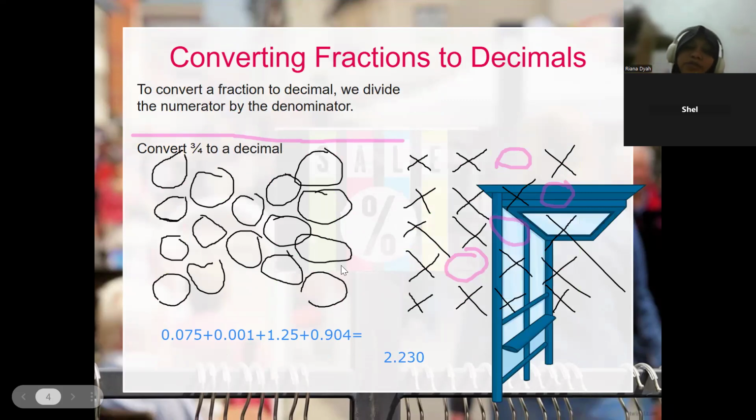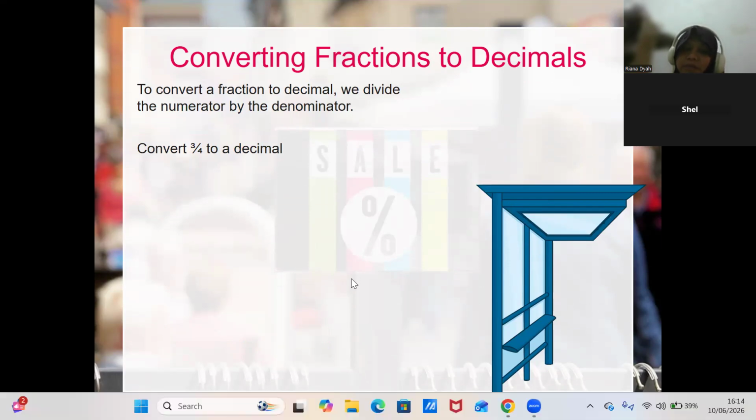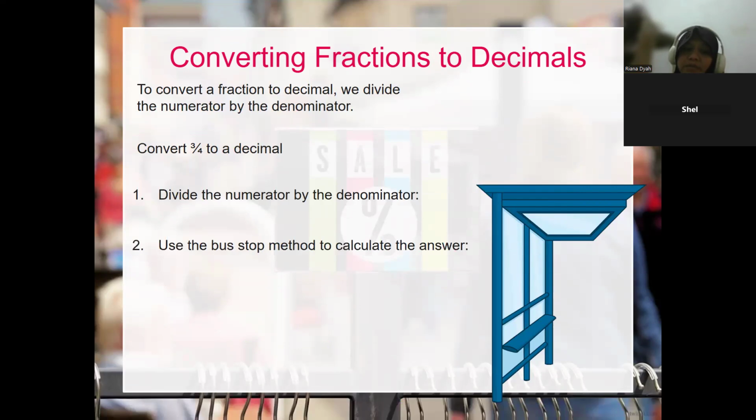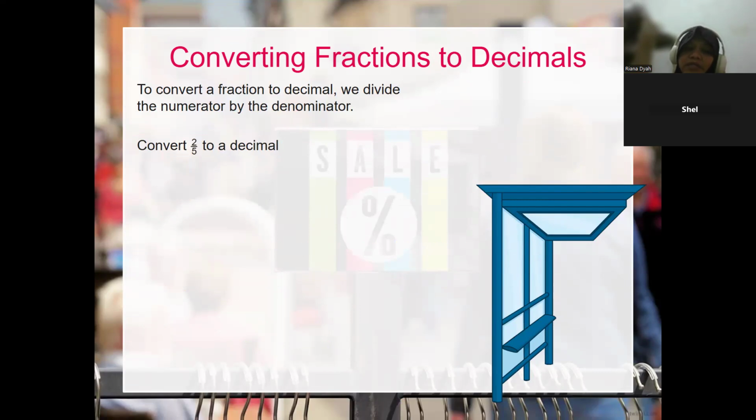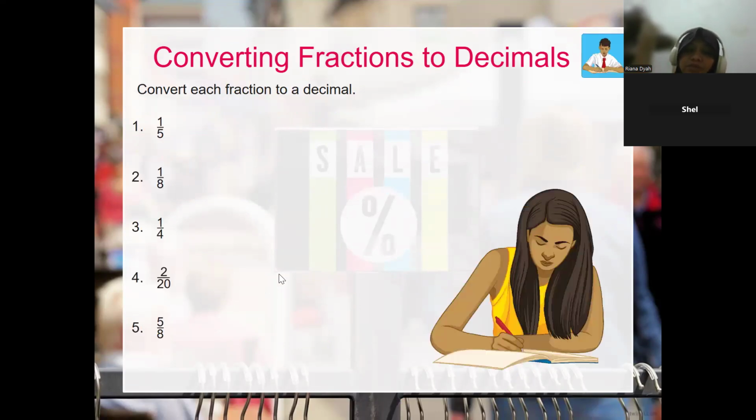Now we are focusing on converting fractions to decimals. To convert a fraction to a decimal, we divide the numerator by the denominator. For example, convert 3 out of 4 to a decimal. First, divide the numerator by the denominator and then use the bus stop method to calculate the answer. We already did this last week, so I don't need to explain more about this. I'm just going to skip it and please try to do this.